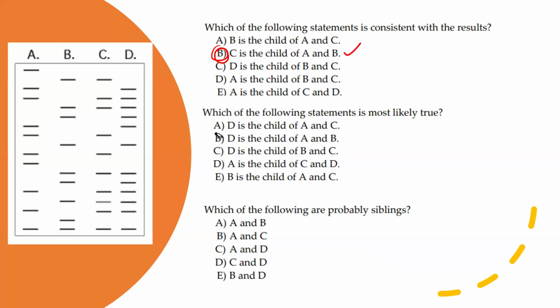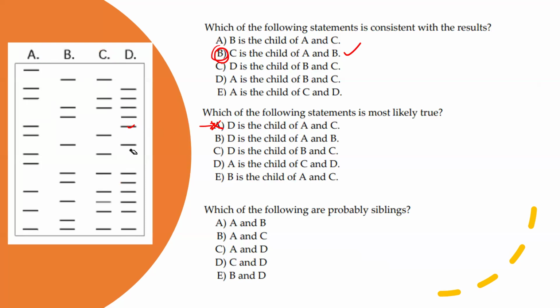Okay, so let's take a closer look again. Is the first one correct? D is the child of A and C. Oh, so let's see. This one came from here. This one is okay. This one's not okay, right? The fourth one is not okay. 1, 2, 3, 4. Oh yeah, the fourth one's not okay either, right? Okay, so that means this is no. If you find something that didn't come from A or C, it's not the kid.